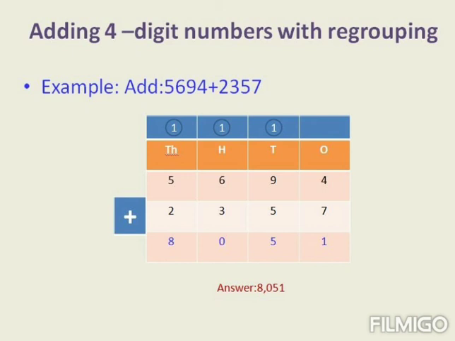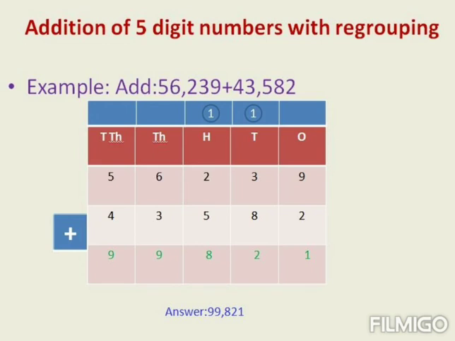7 plus 3, it is 10. Again a 2-digit number. So write the ones place number, which is 0. So write the 0 here and carry over the 1 to the next place, that is, to the thousands place. Now if you add 1 plus 5, it is 6. 6 plus 2 is 8. Now your answer is 8051.